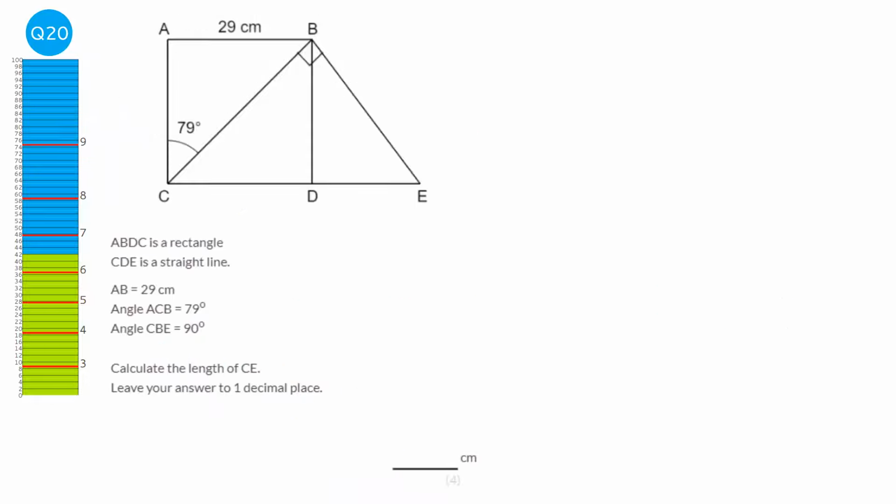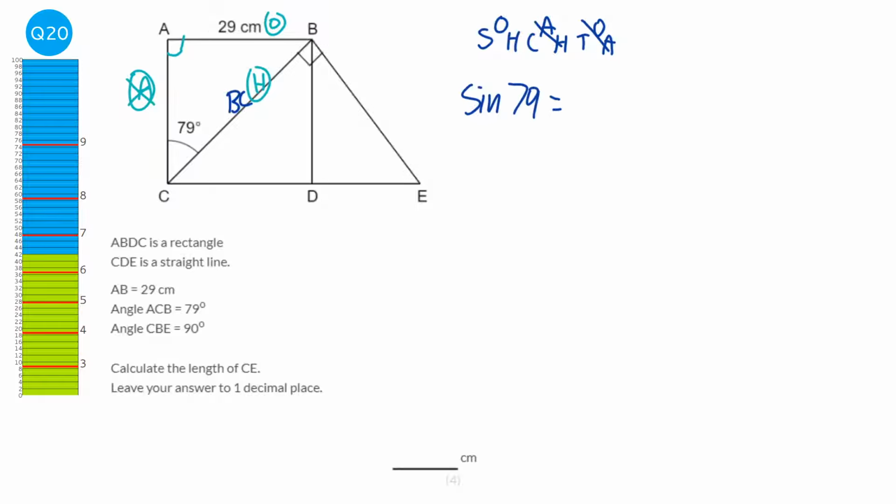So we can't work out length CE directly, but I'm going to start off by finding length BC, and I'm going to do that using trigonometry. So we've got the 90 degrees there, and we'll start by labelling it. BC is the hypotenuse, the opposite here and adjacent here. We're not using the adjacent, so we're going to just do our SOHCAHTOA, and we've crossed out the A, so we cross out these two. So it's going to be sine. So we know that sine 79 equals the opposite, which is 29 over the BC.